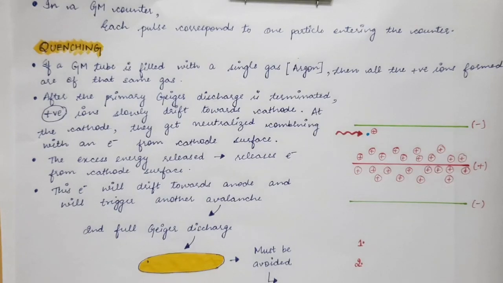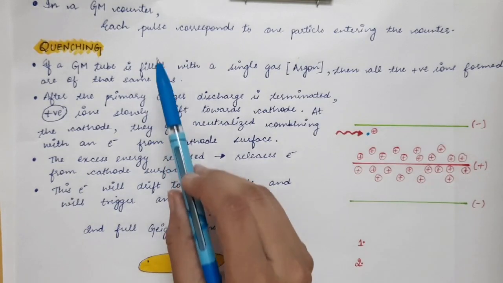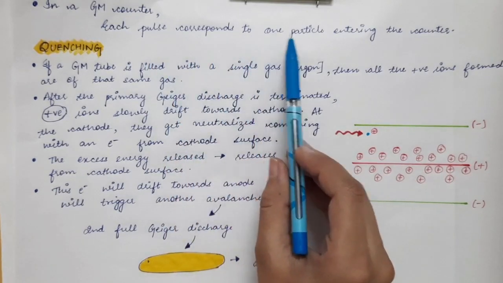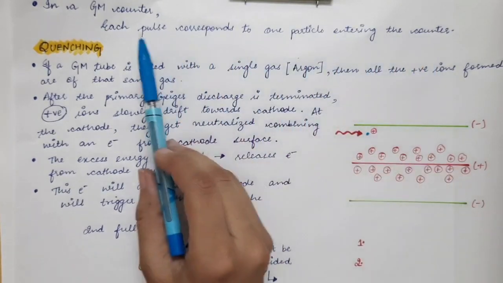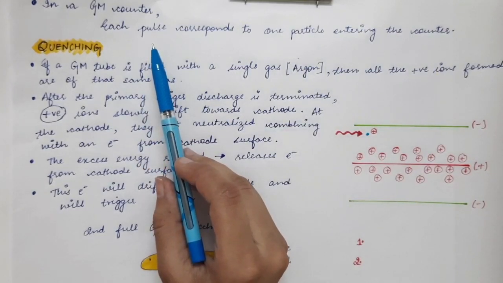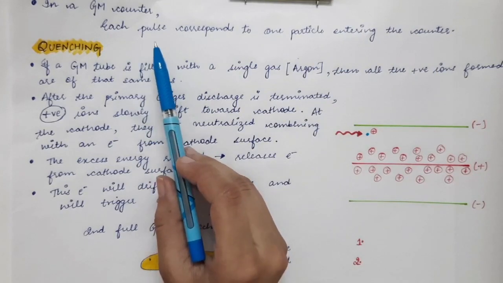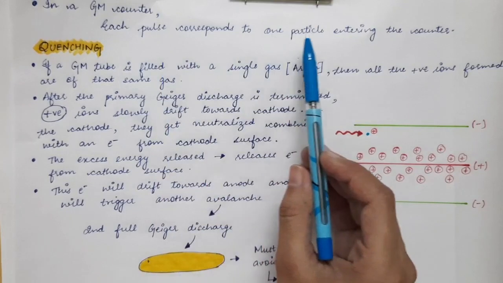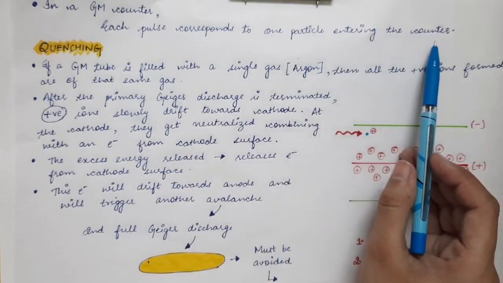So in this lecture we are going to discuss quenching. Now in a GM counter, each pulse corresponds to one particle entering the counter. So each pulse that you get across the resistor R, which is attached in the external circuit, corresponds to one particle entering the counter.